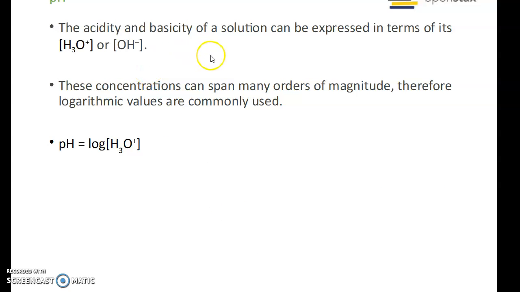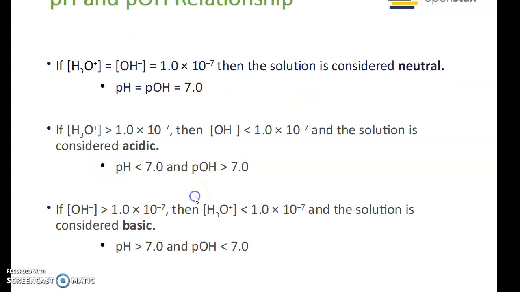So the acidity and basicity can be expressed in terms of the concentration of these ions or of these ions. These concentrations can span many orders of magnitude, right? We went from 10 to the minus 14th to 10 to the minus 7th, 10 to the minus 1st. And so what we do is we use a term called pH. pH is the log of this hydronium ion concentration. It's actually the minus log of the hydronium, minus the log of this thing right here. But don't let that bother you too much.